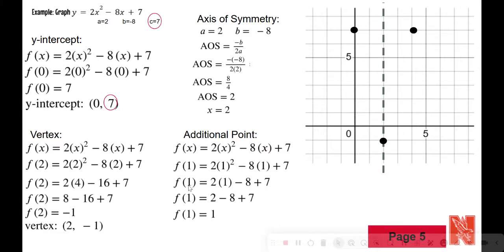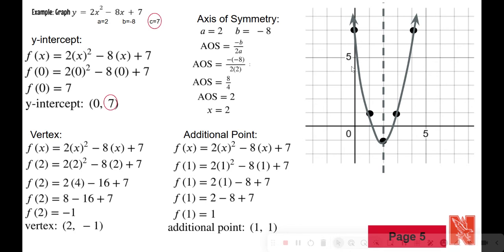Again, use the Desmos Scientific Calculator to help you with these calculations. Just make sure you use parentheses around the x's. All right, so our additional point is at 1 comma 1. So we're going to put that on our graph. So 1 comma 1 is right there. And we're going to, again, reflect our point on the other side. We're 1 unit away, so we're going to put a dot 1 unit away. There are our 4 points that we need for our quadratic function.